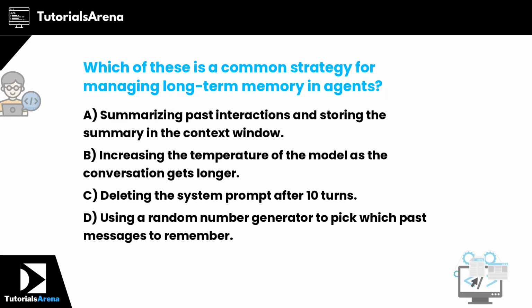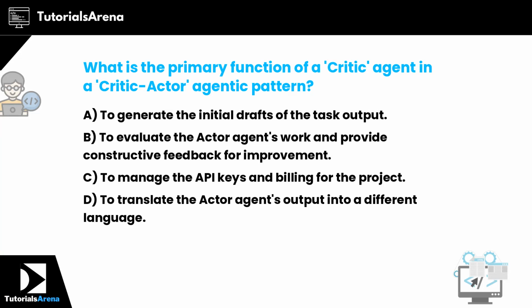Which of these is a common strategy for managing long-term memory in agents? The correct answer is option A, summarizing past interactions and storing the summary in the context window. What is the primary function of a critic agent in a critic-actor agentic pattern? The correct answer is option B. To evaluate the actor agent's work and provide constructive feedback for improvement.